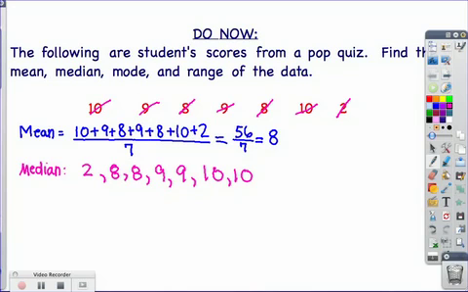And now to cross them off and find the center point, I do my first and last, second and second to last, third and third to last, and I have one left, which would therefore be the center point. So our median is 9.